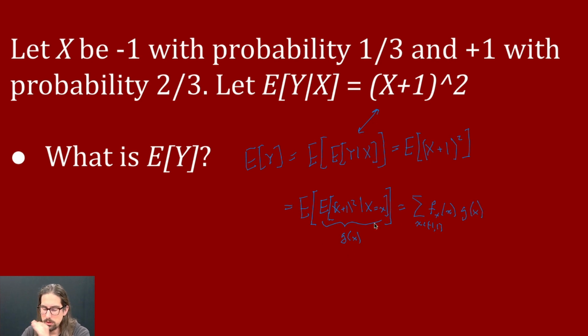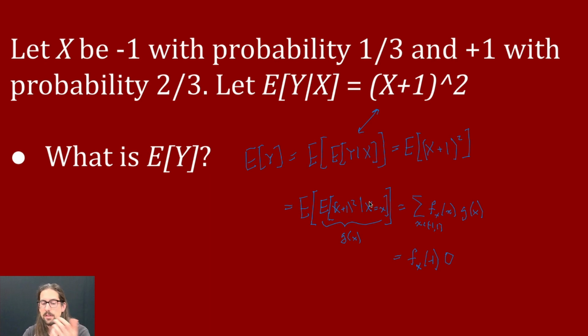Now, this will hopefully illustrate why I've written it like this. For x equals minus 1, we know the probability of that is 1/3, so I'll just say f of x at minus 1. And now what's g at minus 1? That means when x equals minus 1, what is the expected value of x plus 1 squared? Well, if x is minus 1, I know that x plus 1 is 0, squared, right? So this thing is 0.